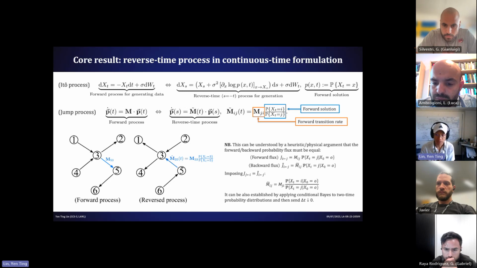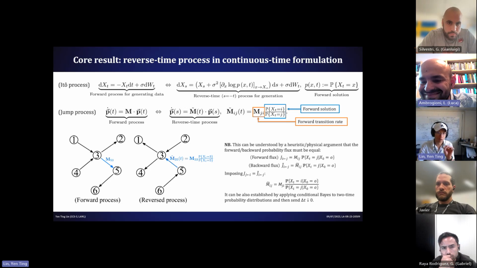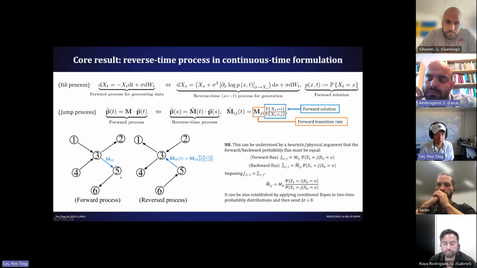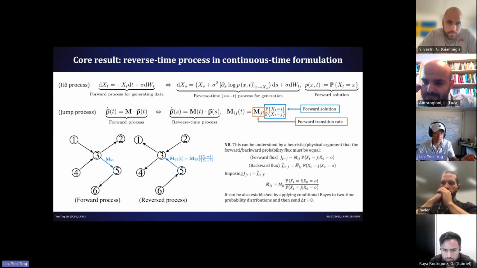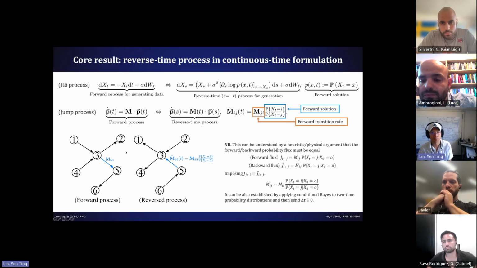It can also be established by applying conditional Bayes. So in our paper, we basically, but it's an extremely hand-waving argument, you basically go from two times, one previous time at 3, one later time at 5, and then you apply the conditional Bayes, and then in the end of the day, you send the time, the delta t, down to 0. And that's one way to understand that.